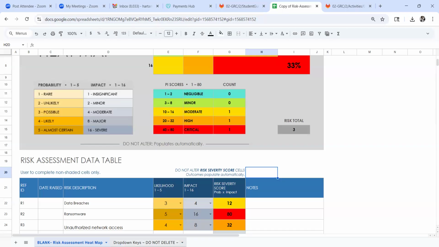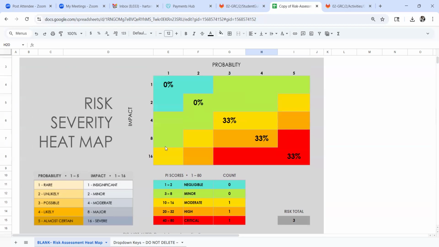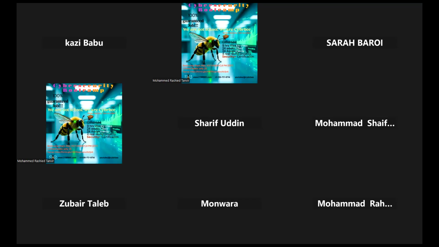So now you can try understanding this heat map. I am sending you some class work now. Everyone download this heat map.